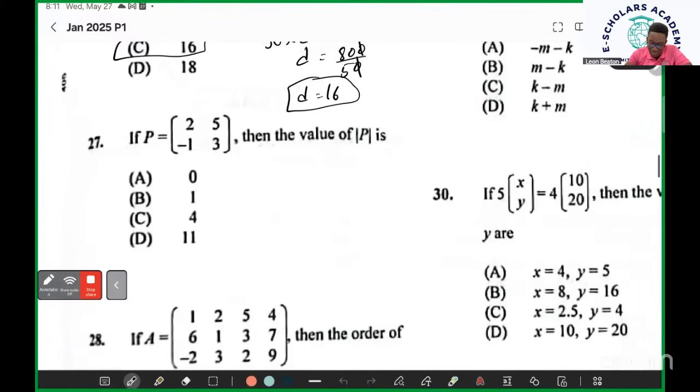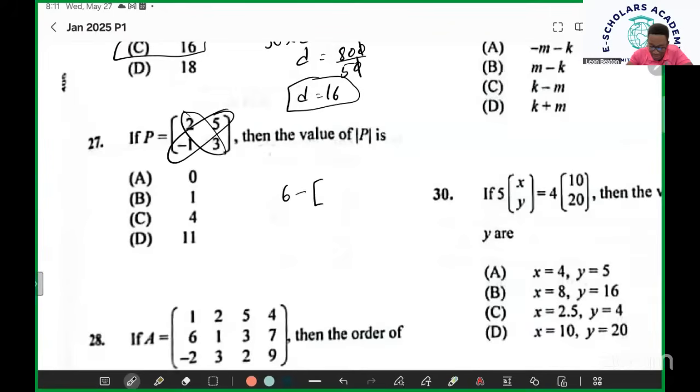So you want the value of the determinant of P. You know this is 2 times 3 is 6 minus 5 times -1, which is -5. So 6 minus -5 would be 6 plus 5, which is 11. This one is D.